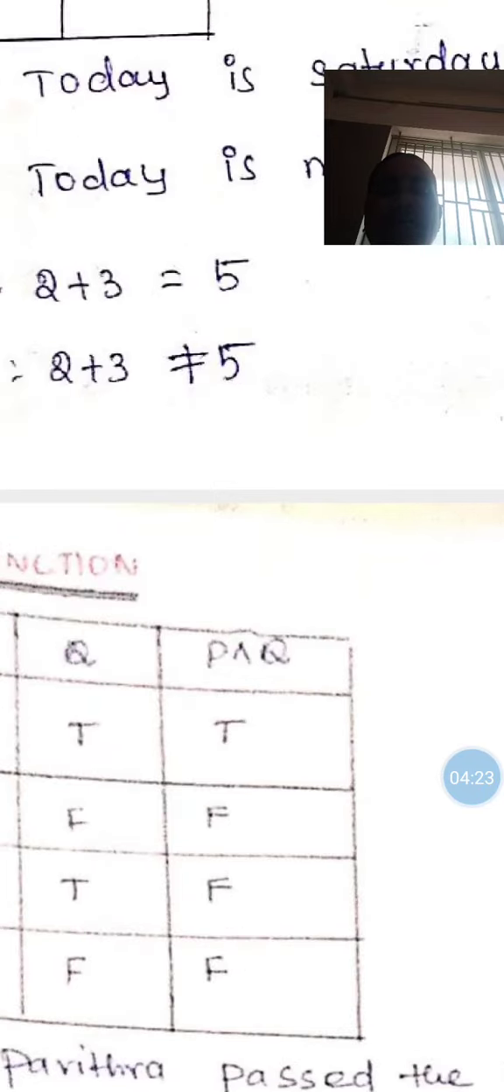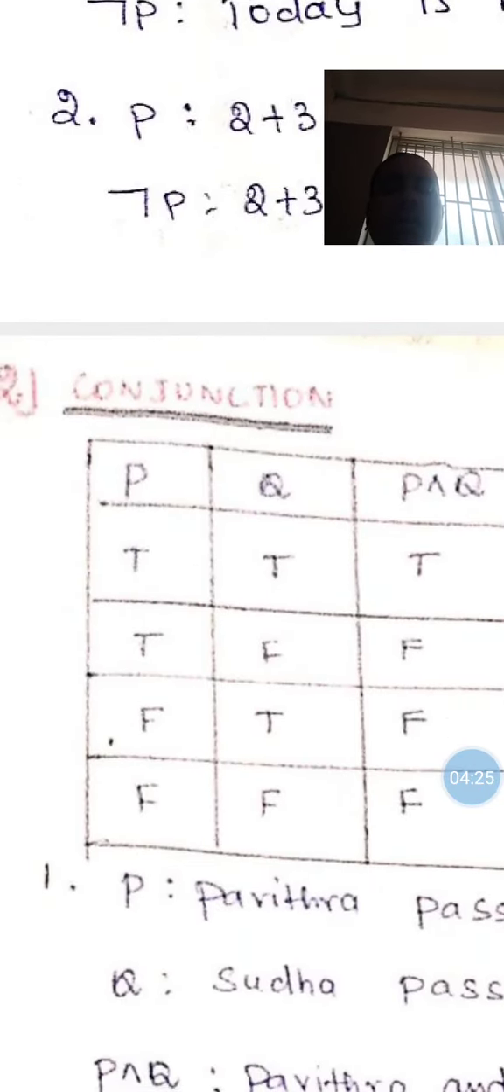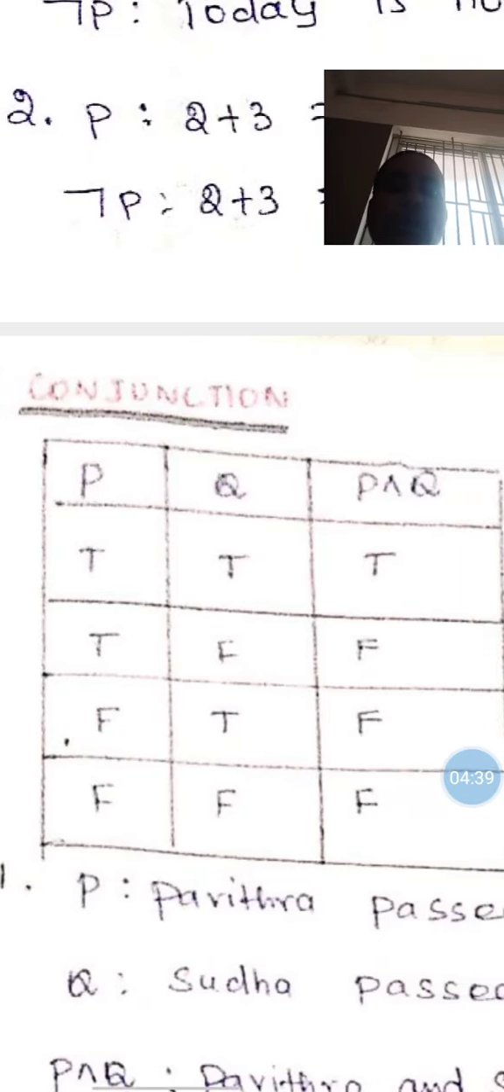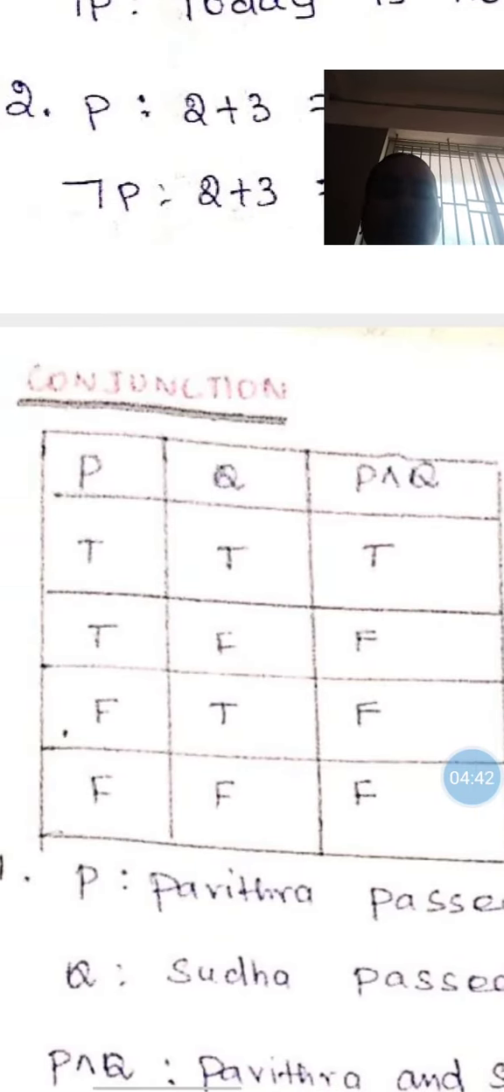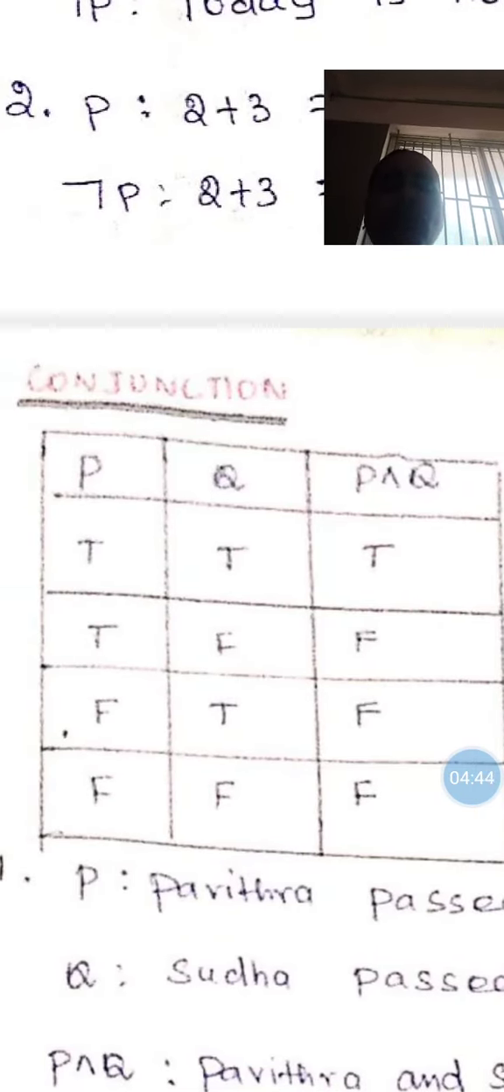Then next is the truth table for conjunction. Here we take two propositions P and Q. So we have 4 possible cases, since the truth values are true and false. First we take P and Q both true. Then P conjunction Q is also true. Then P is true, Q is false.